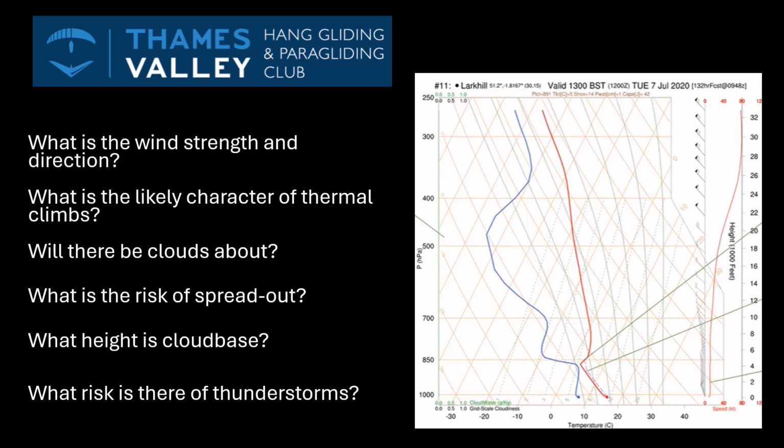This is a second example generated on Tuesday, July the 7th for 1 p.m. in the afternoon. What concerns might you have regarding this day? Is it looking like a good flying day? More specifically, what direction is the wind, and how thermic is the day likely to be? Will any cumulus overdevelop and shut down further convection? What is the risk of overdevelopment?